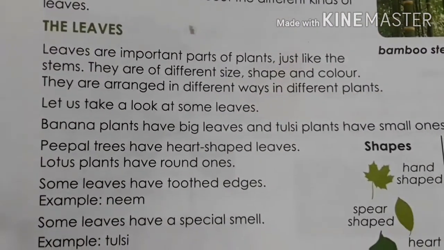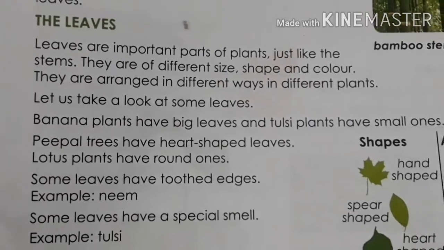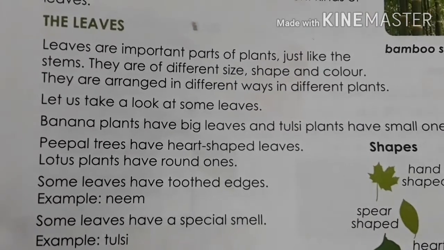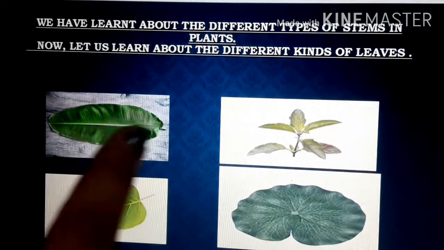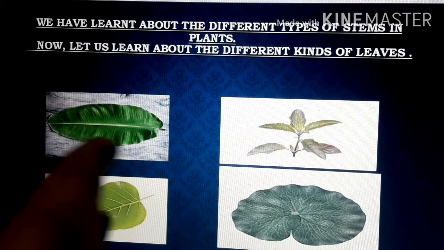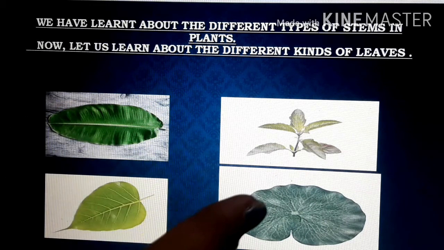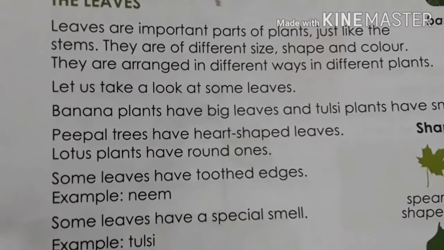Leaves are important parts of plants just like the stems. They are of different size, shape and color. You can see these leaves are of different sizes. Some are big, some are small. There are different shapes, children, and different colors. They are arranged in different ways in different plants.